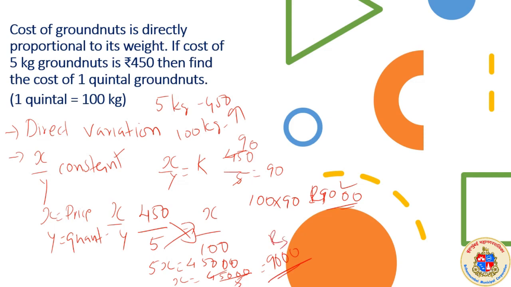So you apply x upon y is a constant. Basically आपको क्या याद रखना है? Direct proportion में 1 upon the other is constant. ये आपको समझना है, समझाना है मुझे.